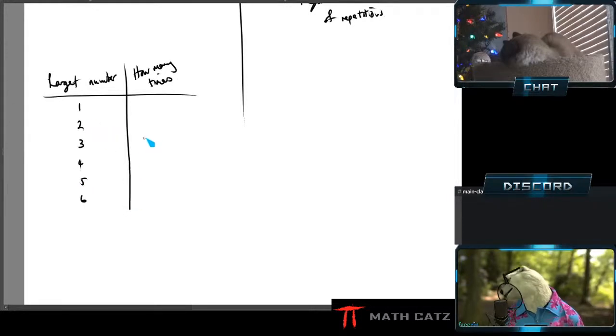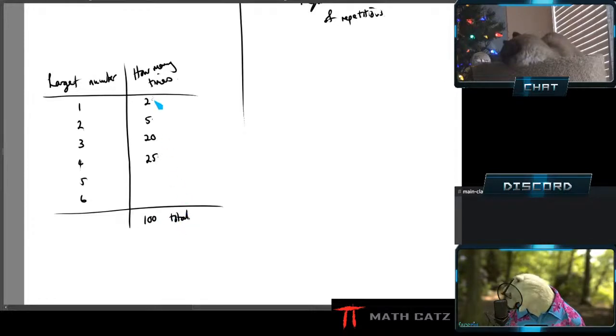Among our 100 rolls, we got a 3 20 times. We got a 1 2 times. We got a 2 5 times. We got a 4 25 times. I have to make sure I actually get 100 here, right? I'm making this up. Total. How much do I have so far? 7, 27, 52. Okay, so let's say here we got a 5 30 times. How much do I have now? Let me just triple check here. 7, 27, 52, 82. So then 18 times for the 6, right? Is that right? I hope that's right.